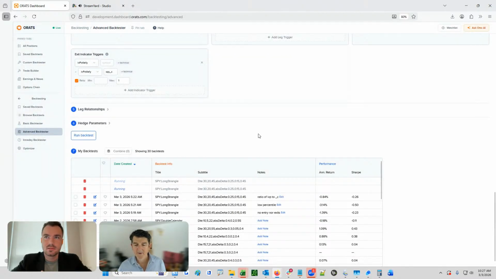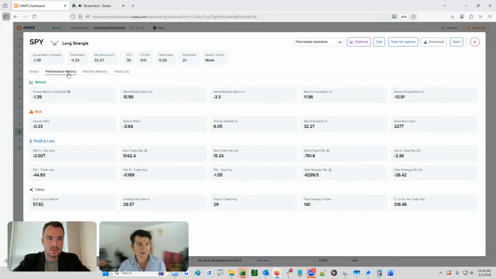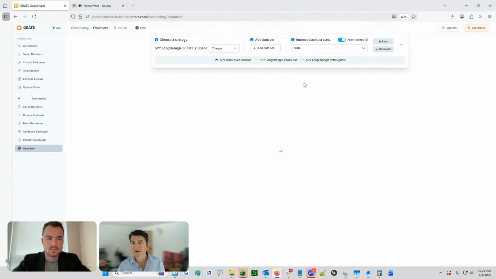Just curious, is this a good thing to optimize? Like, could we use the optimizer on the back test that you're doing there and see what we can do? Yeah, definitely. So yeah, you could send this to the optimizer.